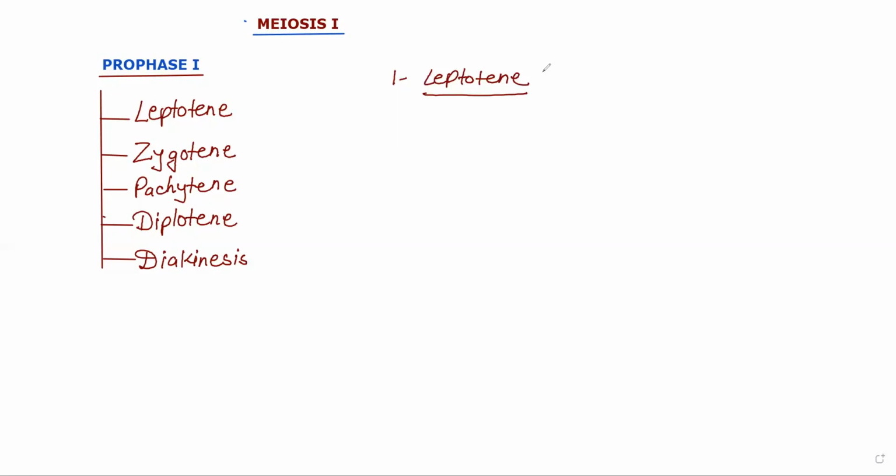Leptotene, or we can say leptonema, which comes from the two words, lepto and nema. Lepto meaning thin and nema thread. So during this phase, the chromatin network condenses and resolves into long and thin thread-like structures, that is what are called chromosomes. So let's see the diagram.